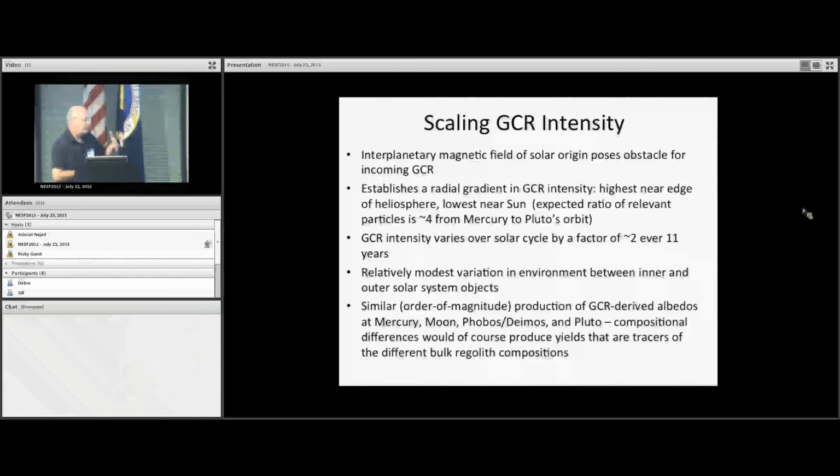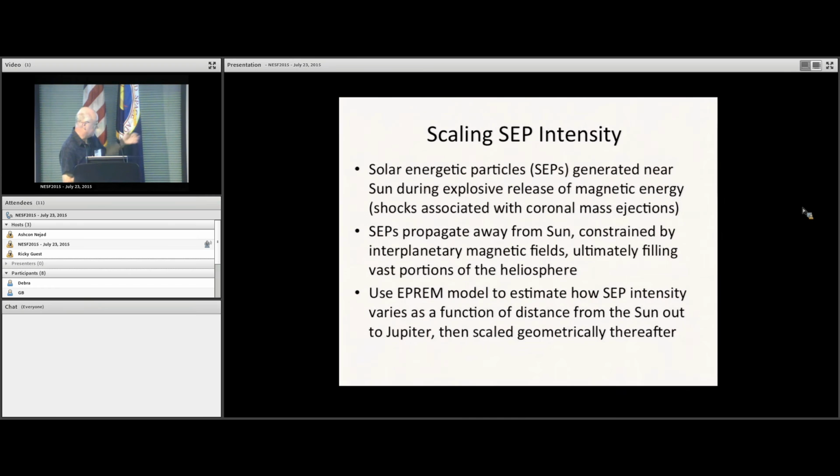And so there's a relatively, you'd say, modest variation maybe between the inner parts of the solar system and the outer parts. Nevertheless, it's important throughout the solar system then, as it is at the moon, for other bodies like Mercury, Phobos, Deimos, and Pluto, and for all the things we talked about, radiation effects and doses, and also for albedo off these objects. And so we would expect to be able to do the same kind of remote sensing at these objects as we do at the moon.